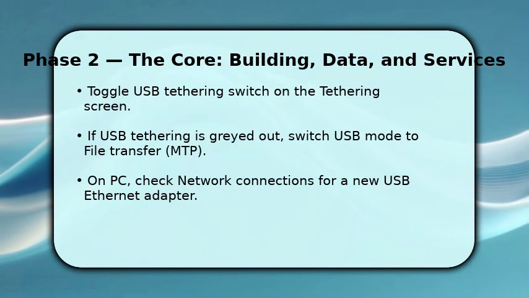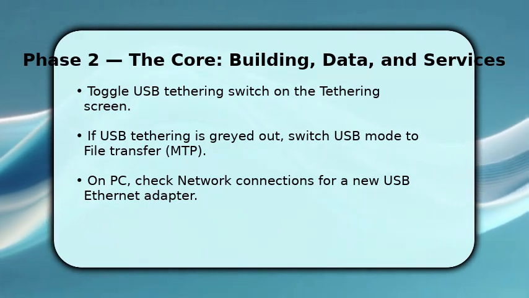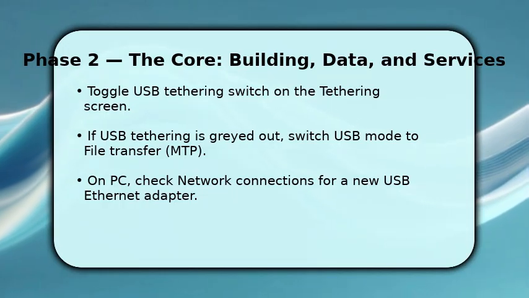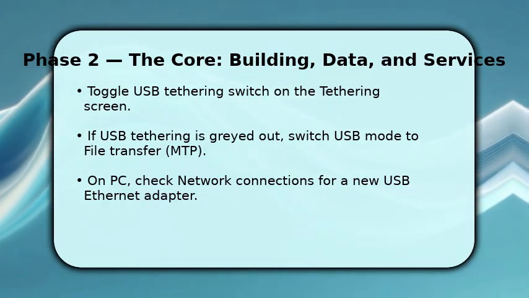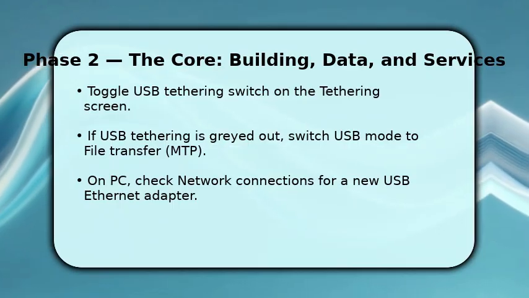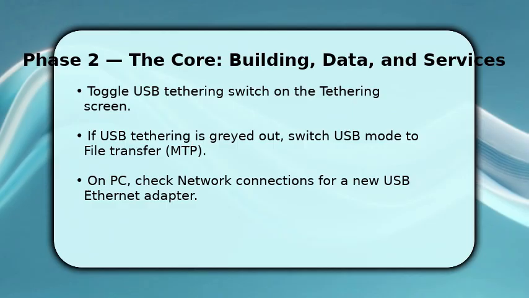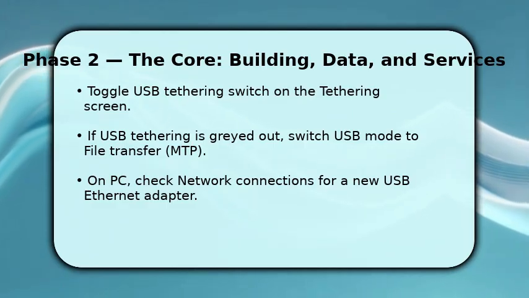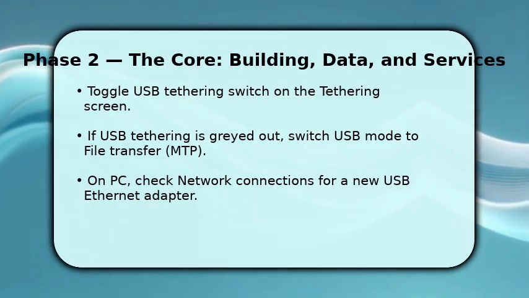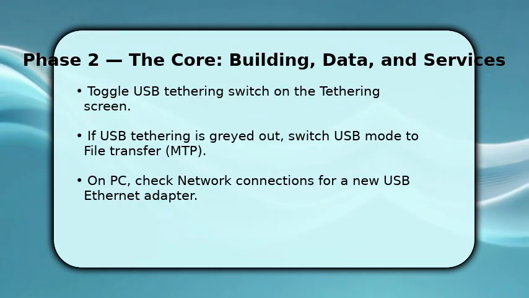Now, enable USB tethering on the phone by flipping the USB tethering switch in the tethering settings. You'll see the status change. If the option is grayed out, change the phone's USB mode to File Transfer, MTP from the notification shade, then return and try again.